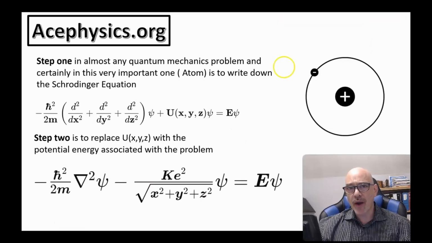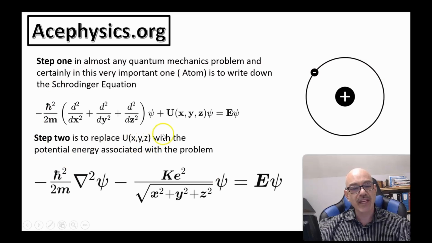Now we want to use quantum mechanics to solve the hydrogen atom. Step 1 in almost any quantum mechanics problem, and certainly in this very important one, which is learning about atoms, is to write down the Schrödinger equation. Too easy. We all know the Schrödinger equation. We love it. We have it tattooed all over our bodies. We have it painted on our walls. So this is the Schrödinger equation. Of course, you know that.